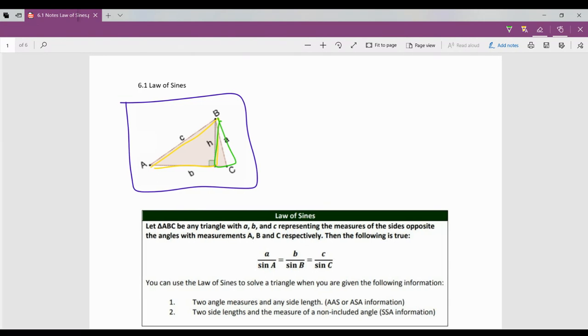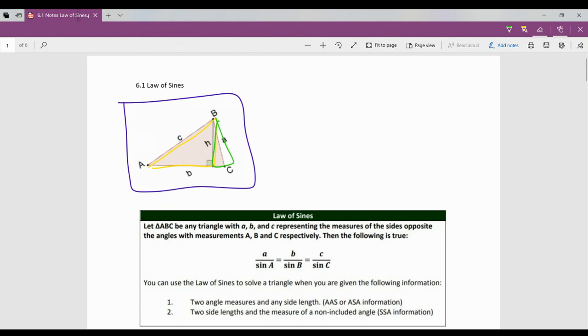So I'm going to change colors. All right, so first thing we're going to talk about is angle A. If I do sine of angle A, it equals opposite over hypotenuse, so H over C. And then I can look at this green triangle and do angle C. So sine of C is equal to opposite over hypotenuse, so in this case, H over A.